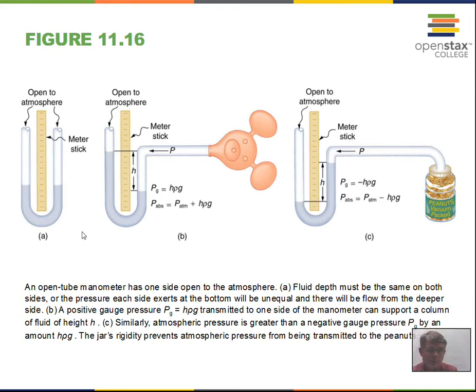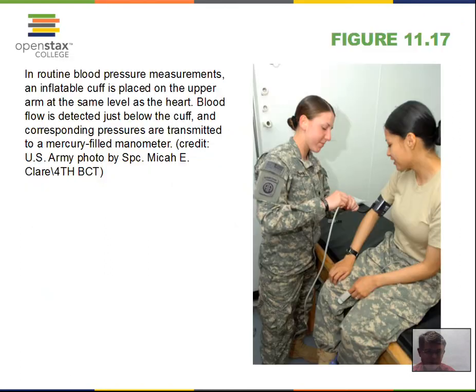So that's an open tube manometer. It measures pressure relative to atmospheric pressure. To get the true pressure, what they call the absolute pressure, we have to adjust our measurement by the atmospheric pressure. So atmospheric pressure is the calibration point for this device.